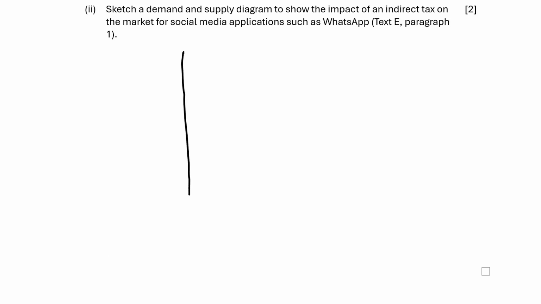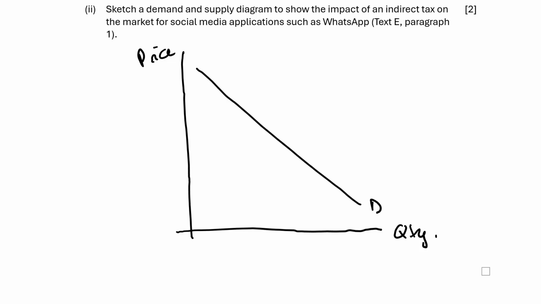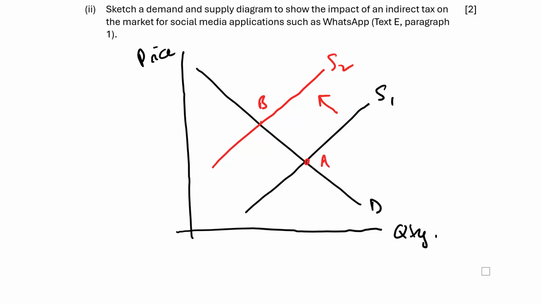Right, so as usual, this is just a straight up supply and demand graph, nothing too fancy about it. We're going to have price on the vertical axis, something like quantity on the horizontal. I've got a little demand curve, and we're going to have a supply curve. Now, the tax, if it's going to be an indirect tax, they're probably going to tax the supply side. So that's going to shift the supply curve from, say, S1 to S2. And let's say we might have some sort of equilibrium at point A, and we're going to move to, say, point B. And we're just going to sketch through the impacts of this indirect tax.